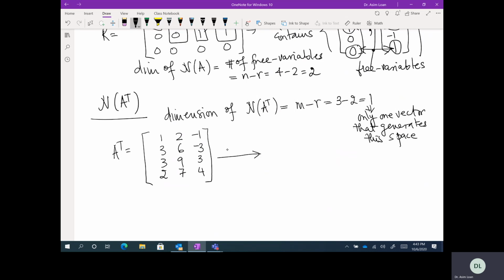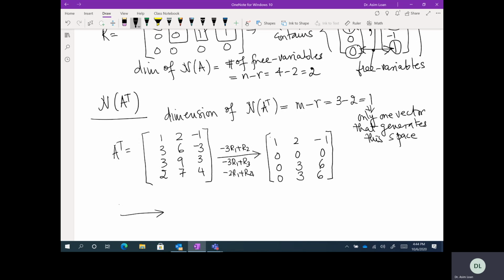And now if I do three operations: minus 3 row 1 plus row 2, minus 3 row 1 plus row 3, and minus 2 row 1 plus row 4. If I do that, I get 1, 2, minus 1, and then 3, 6 minus 3 becomes 0, minus 6 plus 9, 3, plus 3 plus 6, 6, minus 2 plus 2, 0, minus 4 plus 7, 3, minus 4 plus 7, 3, plus 2 plus 4, 6.